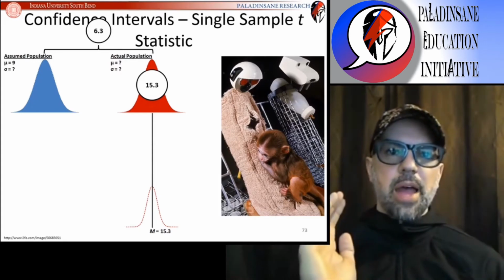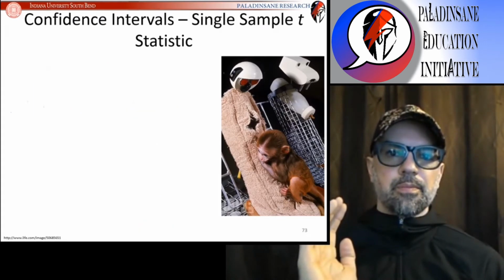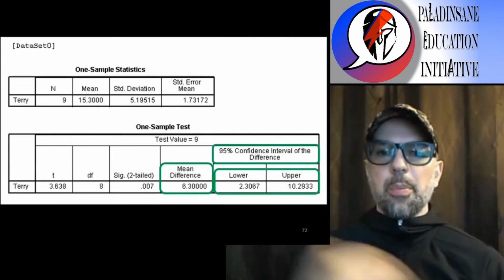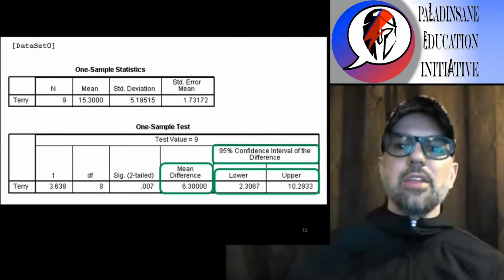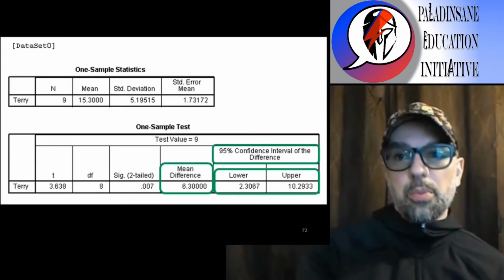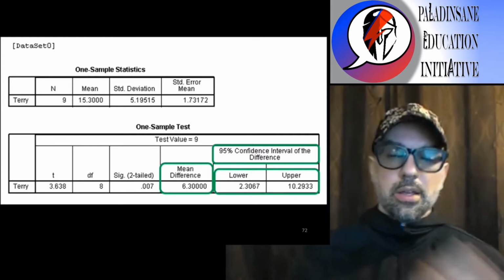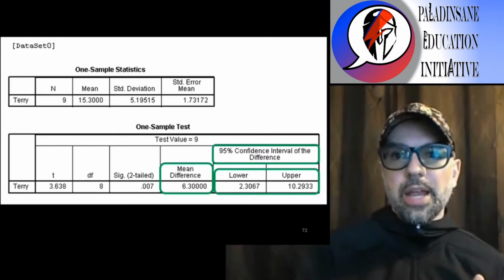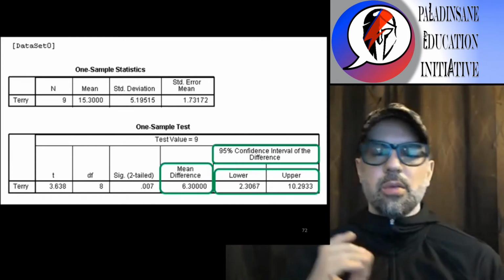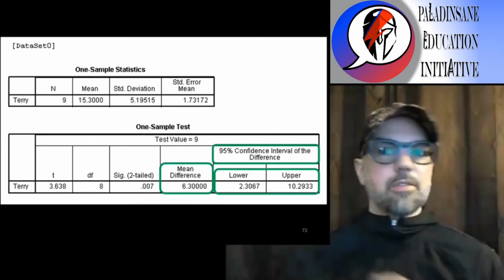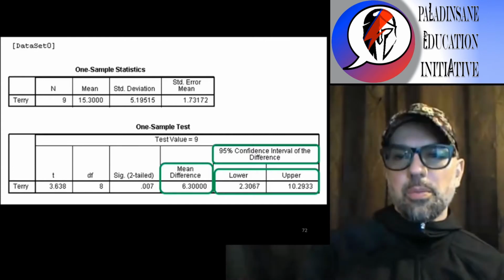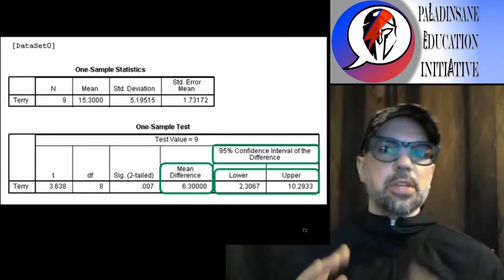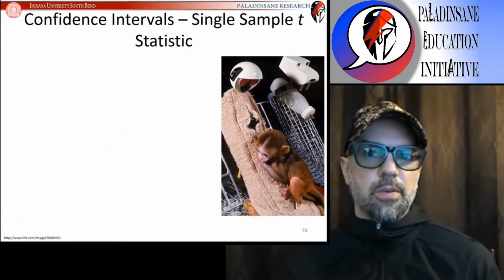You take your upper bound, right? You take that upper bound, that 19.29, and from that you subtract your point estimate, 15.3. So upper bound minus point estimate will always work regardless of whether they're negative or positive or anything like that. Upper bound minus your point estimate will get you that plus or minus value that you're looking for.